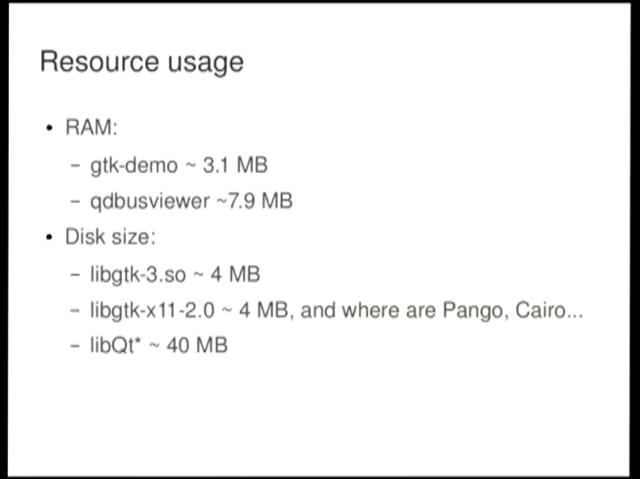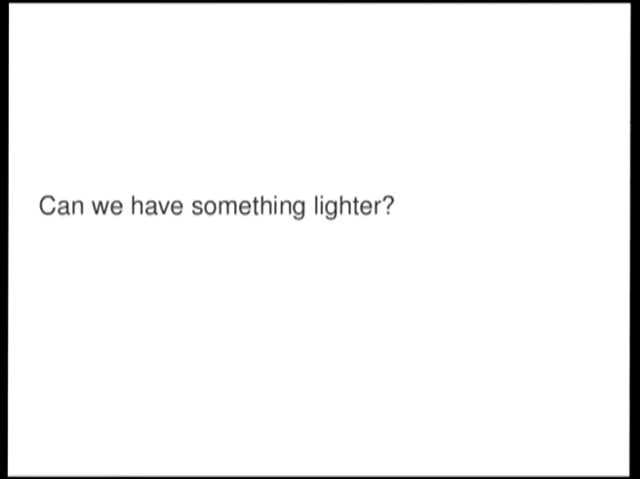Let me show some size comparison. For example, a plain GTK demo is using this much memory, or Qt's D-Bus viewer, which is a plain Qt application. Now I'm comparing disk usage. Some of you will probably say, okay, disk today is quite cheap, but if you go to embedded devices, devices with, let's say, a micro SD card, this can be a problem. So, can we have something lighter?